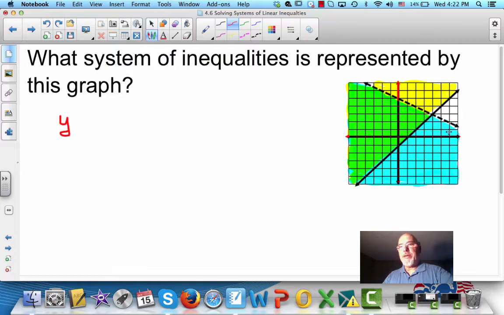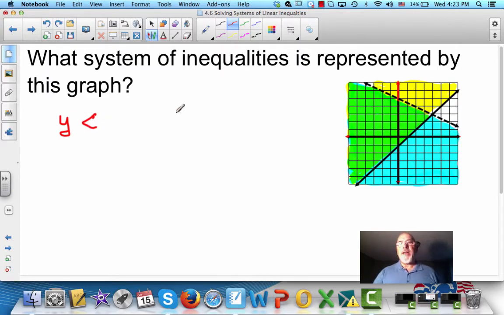Let's do this line right here, the dashed line. Since it's a dashed line, you know it's not going to be "or equal to." And where is it shaded? It's shaded below the line right here, all the way from here to here. See, it's not above the line because there's a white area right here. So this is shaded below the line. Below the line means less than.